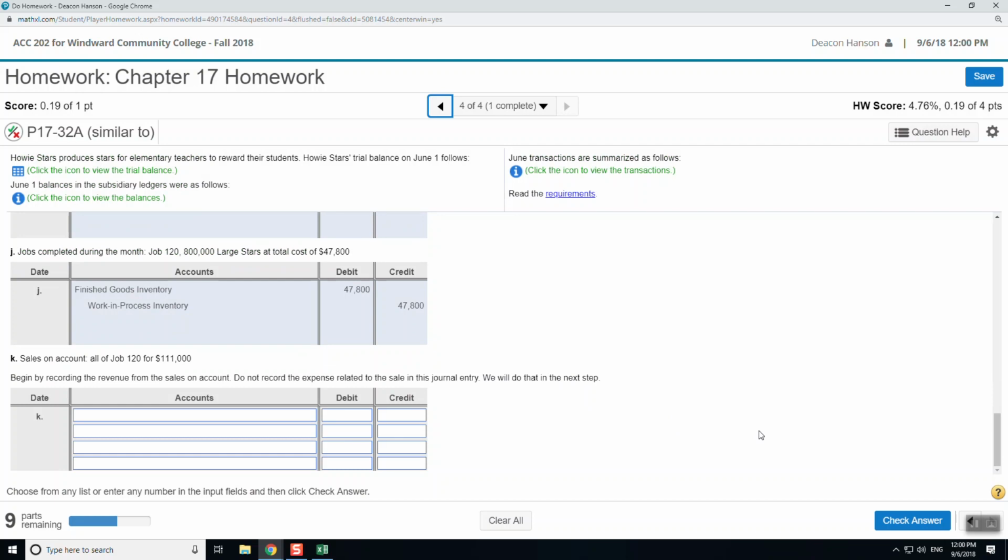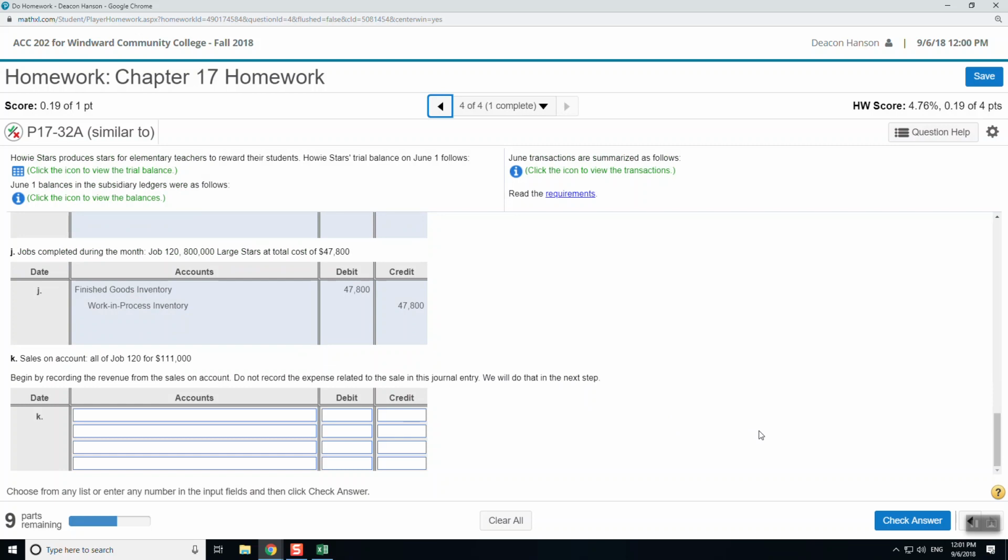And then now they're telling me job 120 was actually sold at the same time. So here comes the part that is accounting 201. Okay. So the first thing they want me to do is record the revenue. So be careful here, right? Because up until this point, our focus has really been on the cost of these things. Now we got some revenue involved.